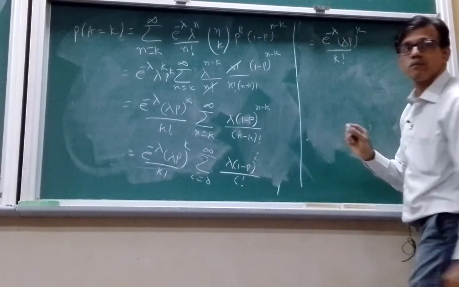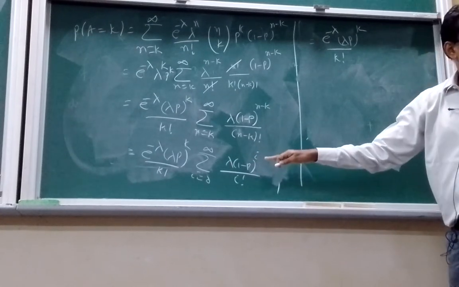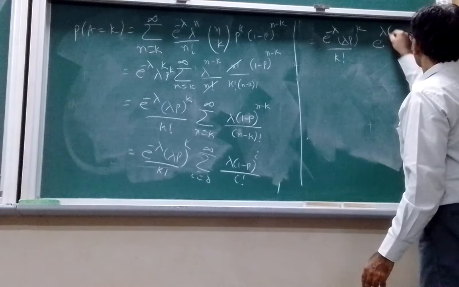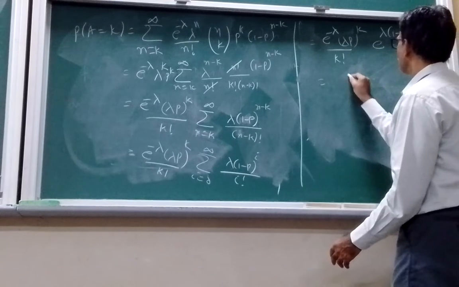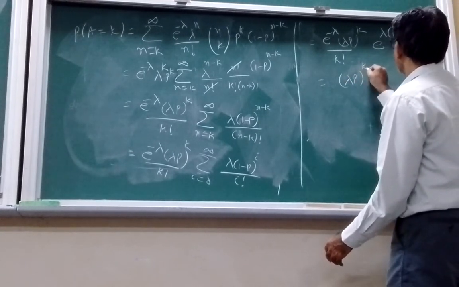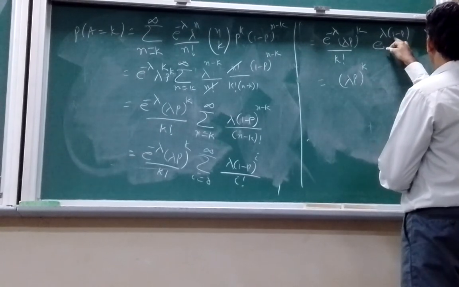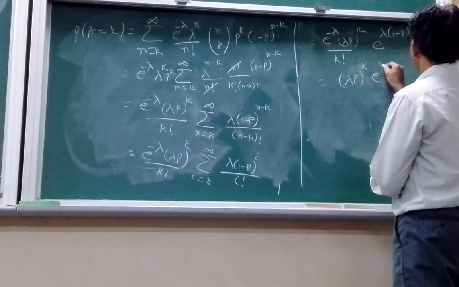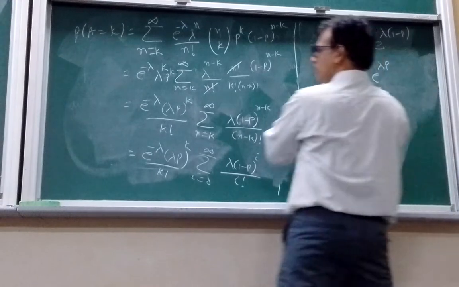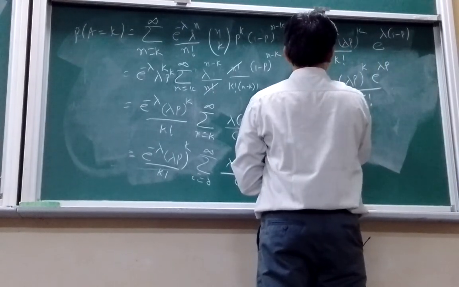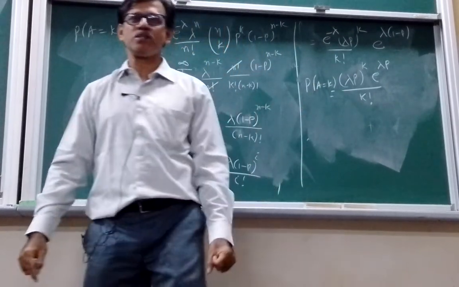What is this one? What is the summation? Correct. So e power of minus lambda, e power of plus lambda goes, lambda p power k, and what happens? E power of lambda p by k factorial. This is what remains. This is property 838. Good. This is Poisson distribution.